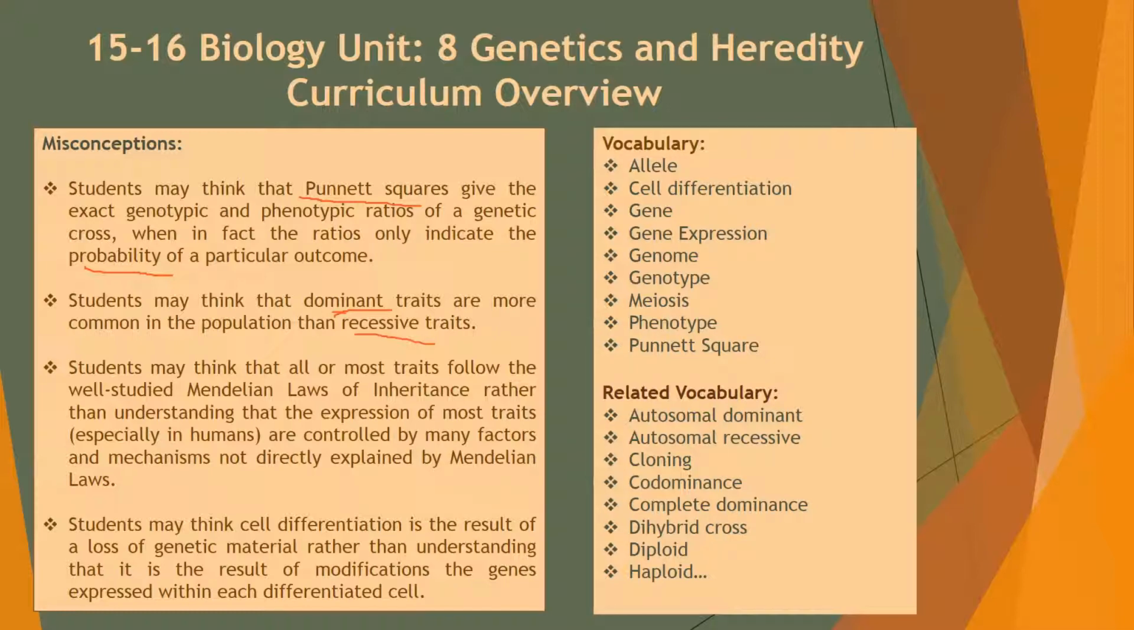Students may think that all or most traits follow the Mendelian laws, and that's a misconception as well, because all factors are not really explained by the Mendelian laws. There are some affected by other means, so we want to make sure we're addressing that. And students may think cell differentiation is a result of loss of DNA or genetic material, and it's not. It's due to gene expression, which causes cell differentiation.